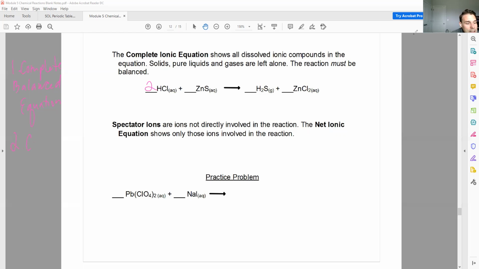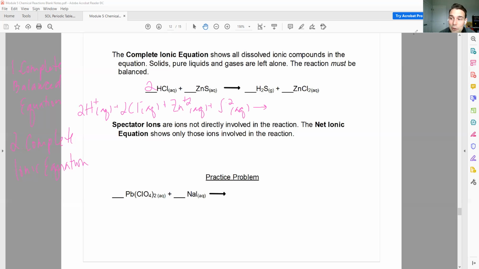Step number 2 is then to write the complete ionic equation. Now, the complete ionic equation takes everything that's aqueous and breaks it down into its ions. Pure solids, liquids, and gases are left alone. So anything that's aqueous, I'm going to break it up into its ions. So I'm going to have 2 hydrogen ions, because we balanced this, plus 2 chloride ions, plus zinc 2+ aqueous, plus sulfide 2- aqueous.